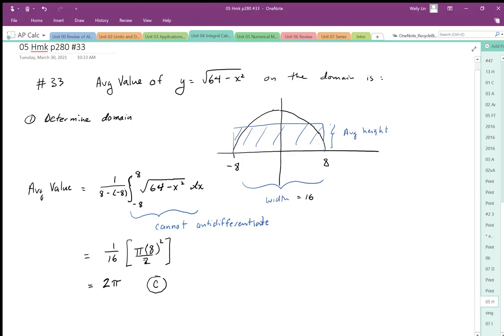So it's important to understand, first of all, how the average value formula works. It's going to be area divided by interval width. And the other part of this is that we should understand that although we cannot always find area with the antiderivative, we're still talking about area. So if we can find that area geometrically, it's still just as valid.